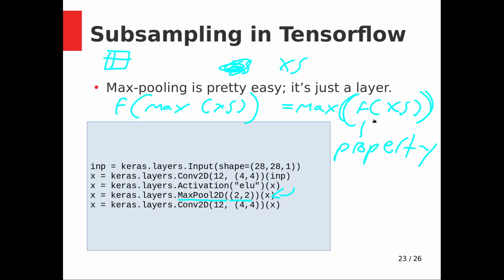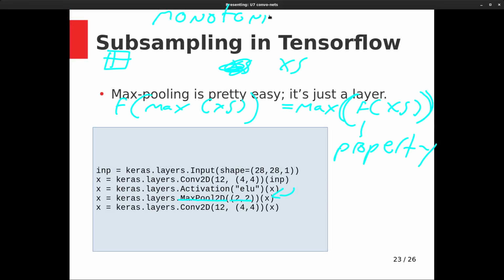Pause for a minute. Can you think of what property I'm talking about that most but not all of our activations have? It is monotonicity. Right? Which means always increasing or always decreasing.